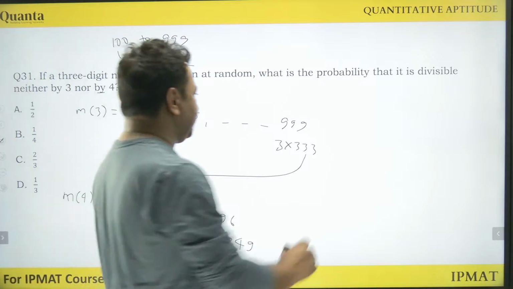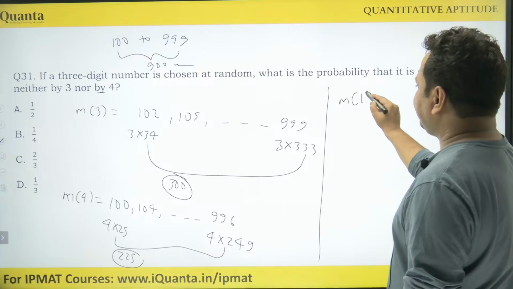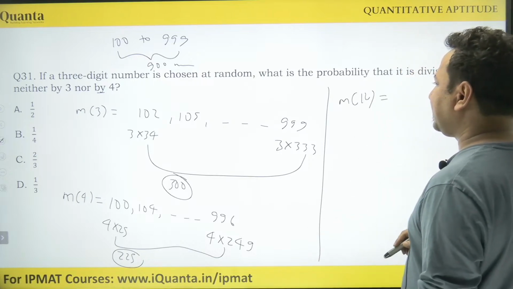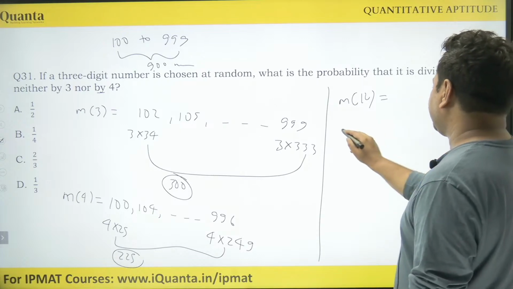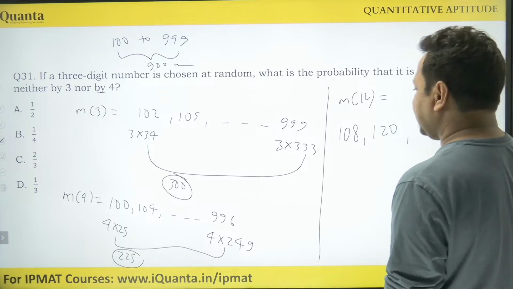But there's one more thing. There can be some multiples that are common to both 3 and 4, that are multiples of 12. Let's calculate those too, we will have to subtract them. So which is the first multiple of 12 we get? 12 9s are 108, then 120 and so on till where would it go?